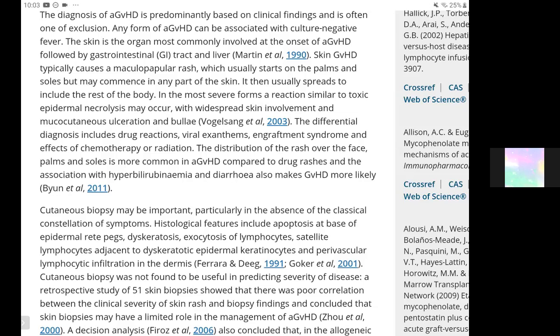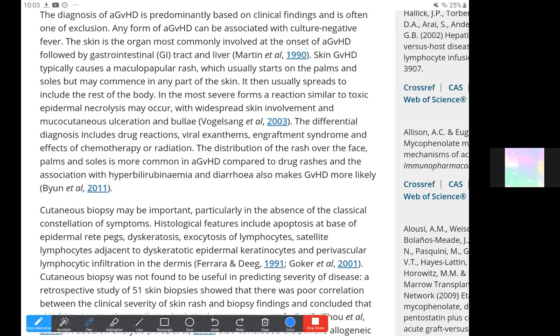So if we go to the differentials here, this will be the drug reactions, the viral exanthems, then engraftment syndrome, and the effect of chemotherapy or radiation. The distribution over the face, palms, and soles is more common, but it can occur elsewhere. And the fact that this rash occurs in association with hyperbilirubinemia and diarrhea would actually make GVHD a more likely diagnosis.